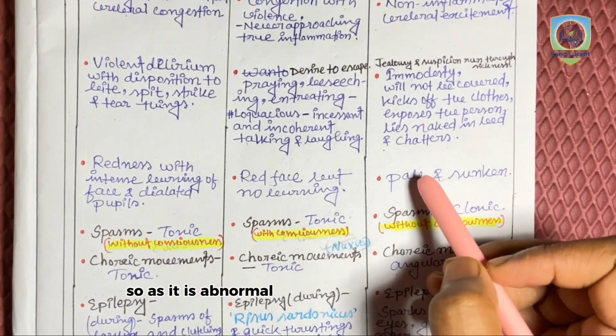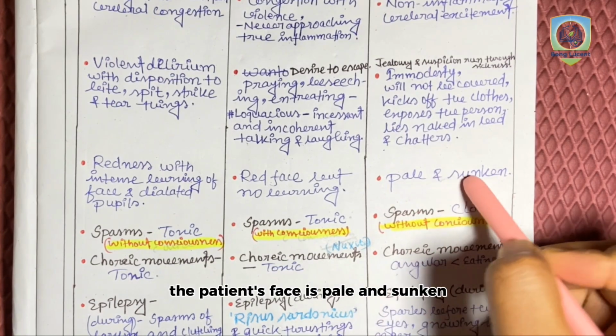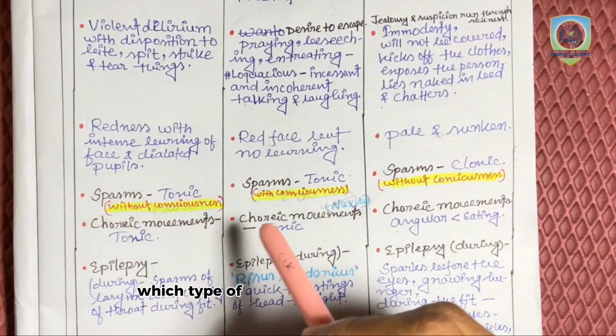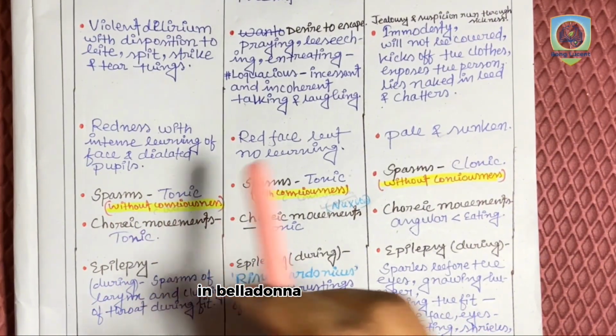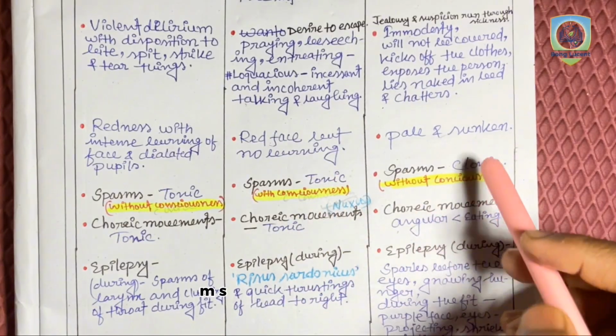So it is an abnormal electrical signal of the brain, or cerebral excitement, and you can see the patient's face is pale and sunken. Then we see spasms, which type of spasms. In belladonna and stramonium, there is tonic spasm. In the case of hyoscyamus, there is clonic spasm.